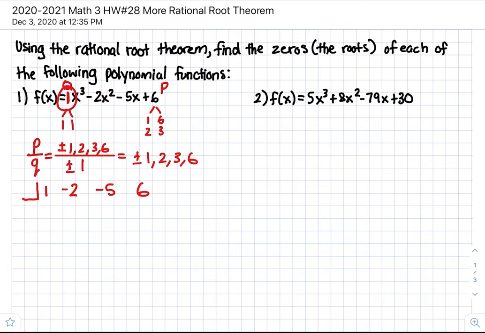1, -2, -5, and 6. So here's where you guys test out things, right? You guys test out numbers from this list to see which ones will give us a 0. So you guys try it out for yourselves. But I'm just gonna try 1. So 1 times 1 is 1. Add those together. -1. -1 times 1, you guys, is -1. Add those together. -5 plus -1 is -6. And add those together, -6.